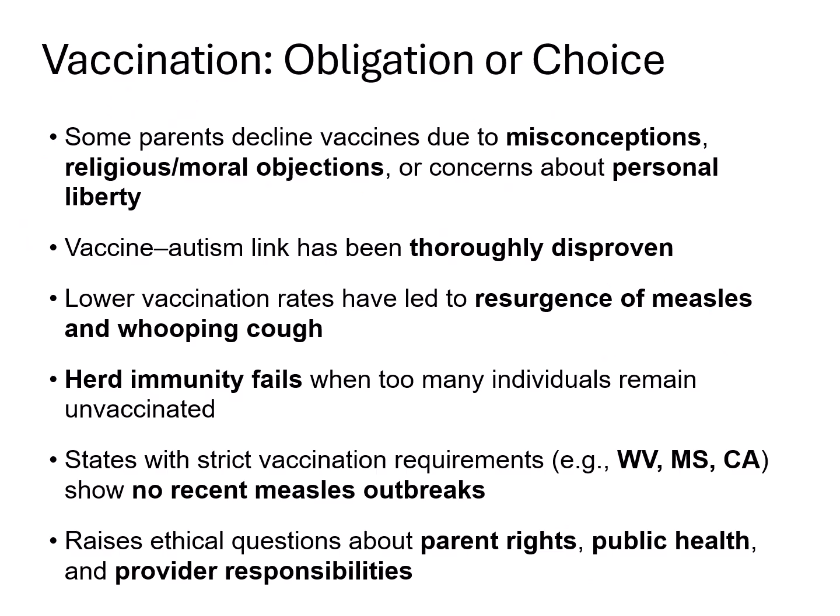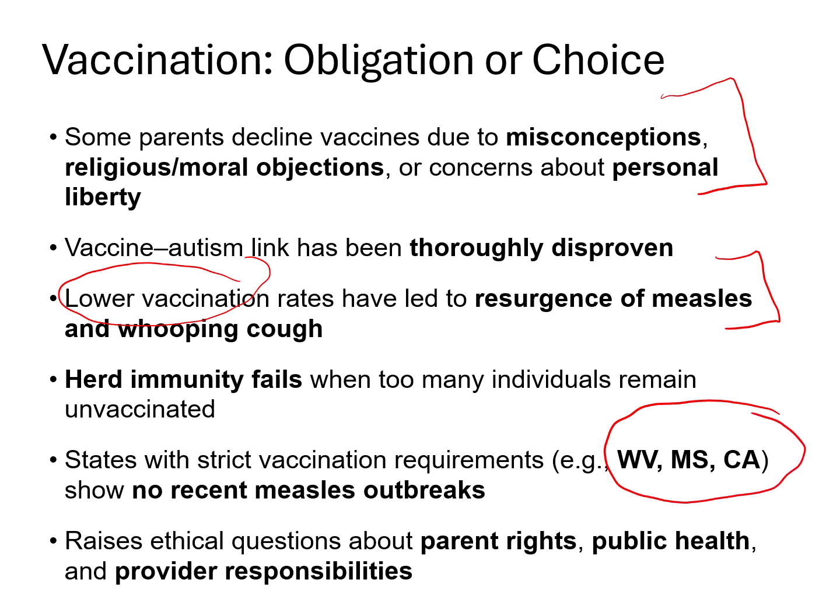Our book also has a section on vaccine hesitancy, and vaccine hesitancy often arises from misconceptions, ethical concerns, or misinformation. The problem with vaccine hesitancy is that lower vaccination rates often correlate with a resurgence of preventable diseases like measles and whooping cough, and unfortunately generally leads to an increase in death rates. States with very strict vaccination policies, like West Virginia, Mississippi, or California, have the lowest measles transmission, for instance. So this really raises important public health and ethical debates.